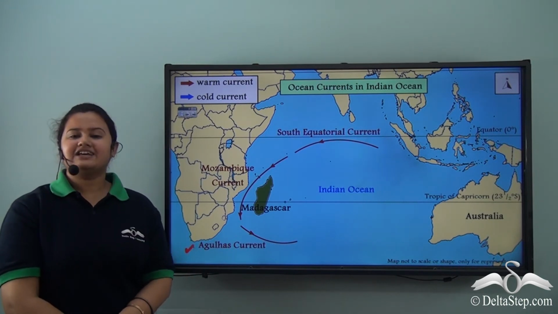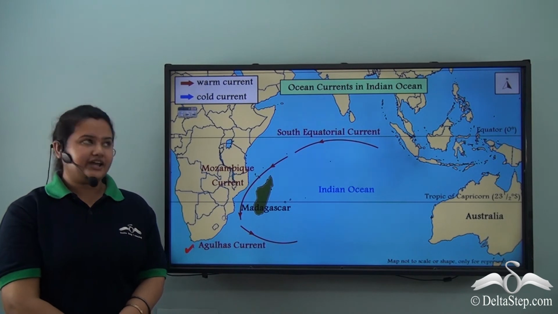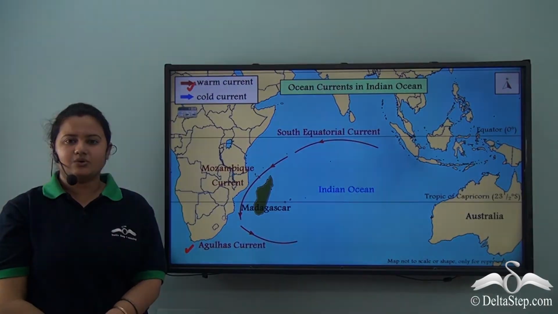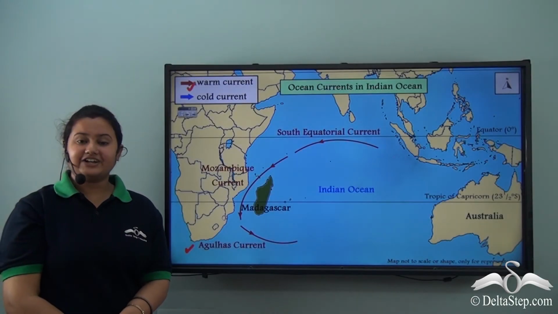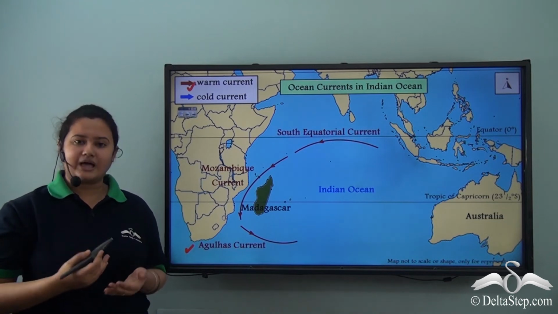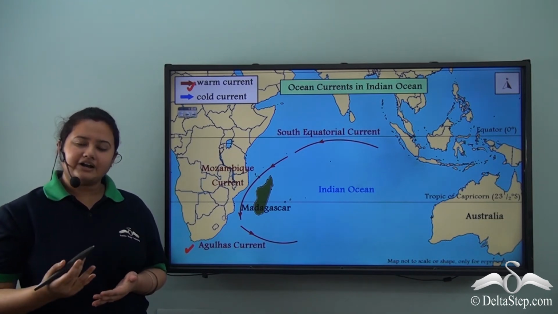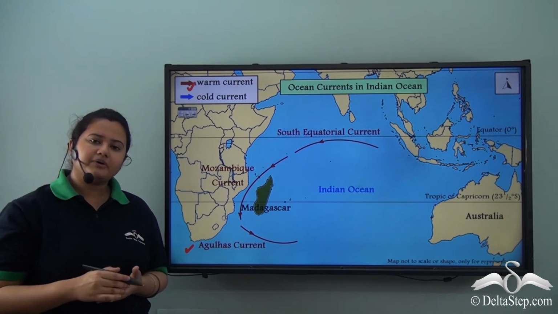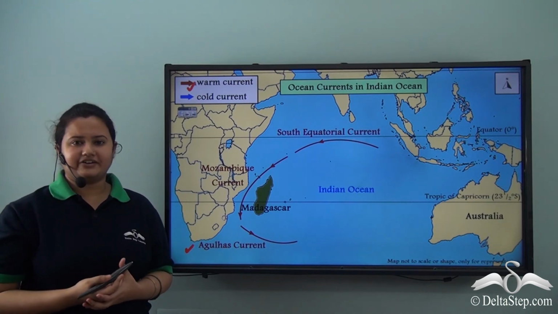Now, the Agulhas current is also marked with red, which means that it is also a warm current. And why so? Because Agulhas current originates from a warm current. The name of that current is Mozambique current. So, Mozambique current is a warm current which gives birth to another warm current, which is the Agulhas current.